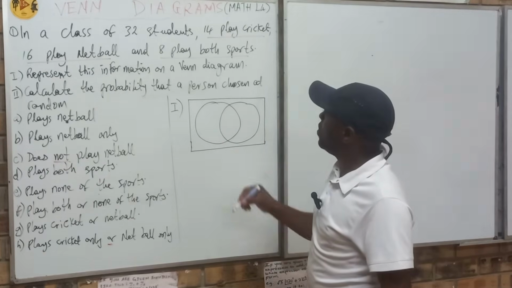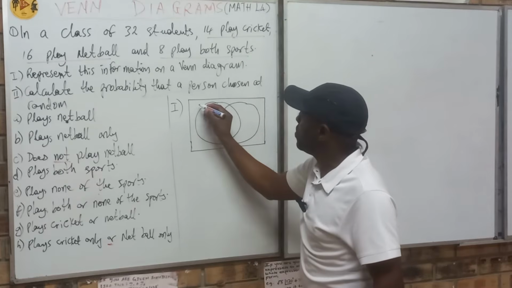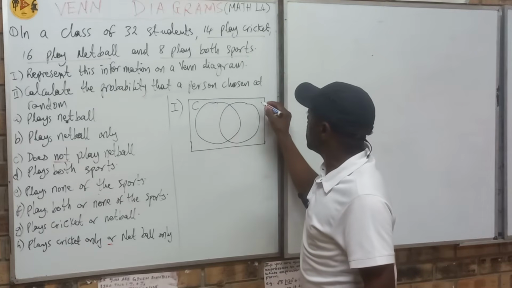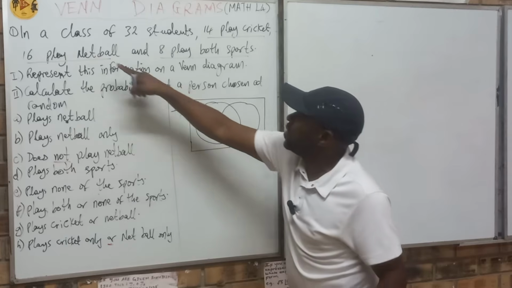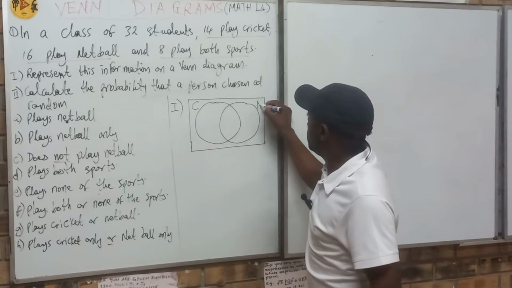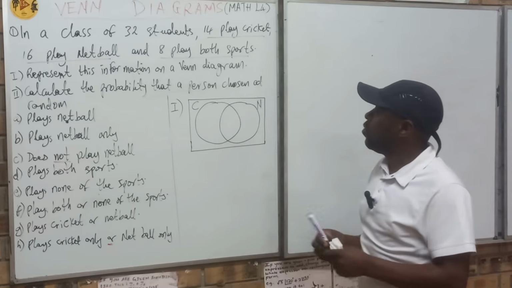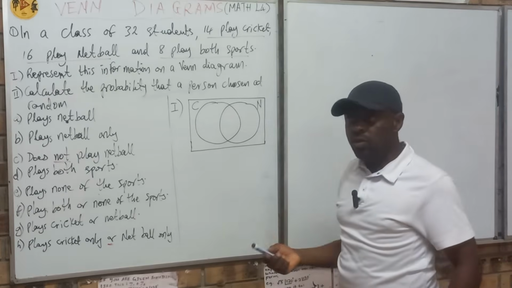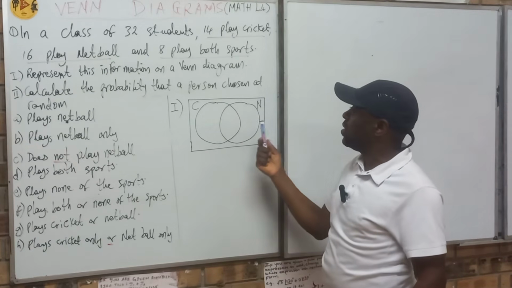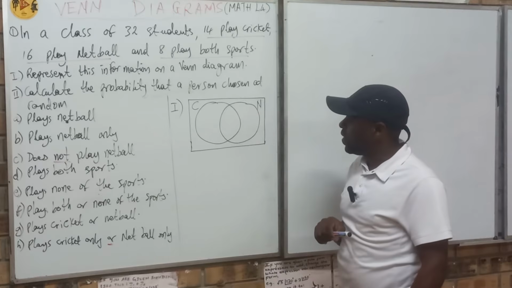In this case, I will use capital C to represent those who play cricket, and capital N to represent students who play netball. The 2 must overlap to indicate that we've got the possibility of some students who are playing both sports. So that is the first part of your Venn diagram.